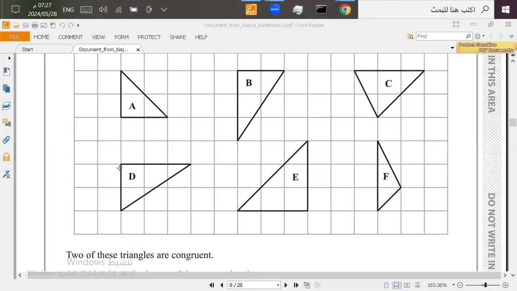This one here has 2 centimeters. Same idea, centimeter grid, so 2 centimeters. This one has 3. It means B and D are congruent triangles. So the letters B and D are congruent. So we say B and D.